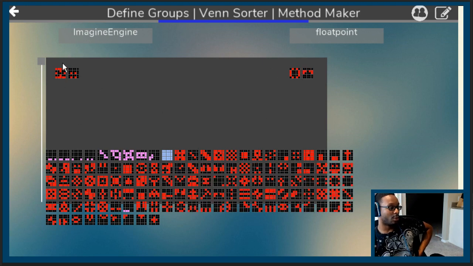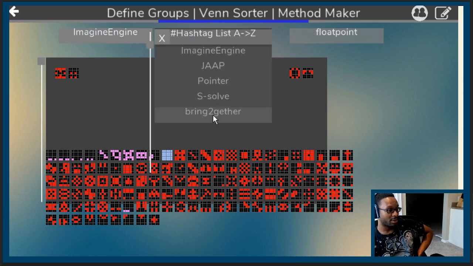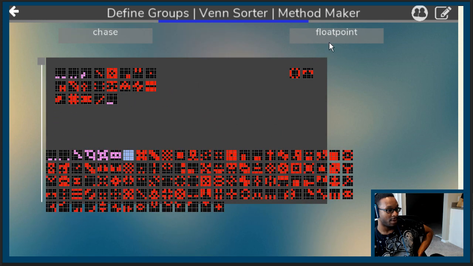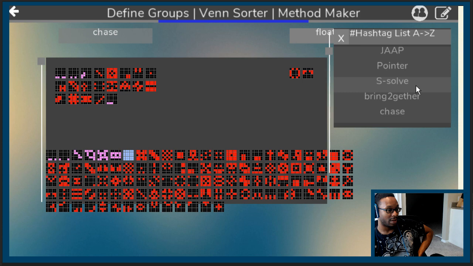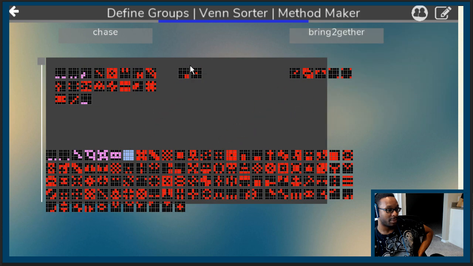If you just saw this group of puzzles and this group of puzzles, could you imagine that this one fits in this category, however it's defined, and this one fits in this one? There's no overlap. How many different groups can you select where there's absolutely no overlap, but tons of examples? Let's try chase. Chase and float point apparently have no overlap so far, at least. Let's try bring together. Oh, these middles have overlap.